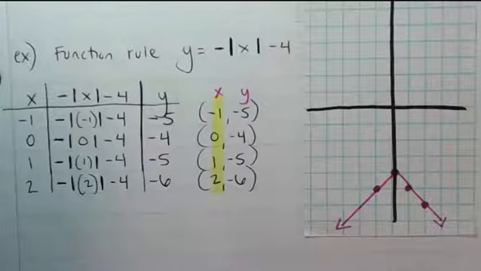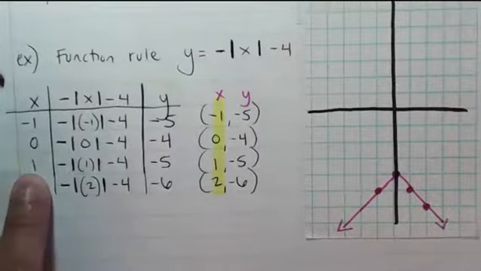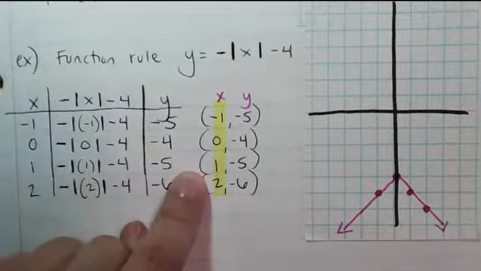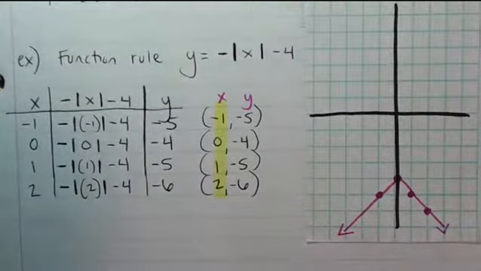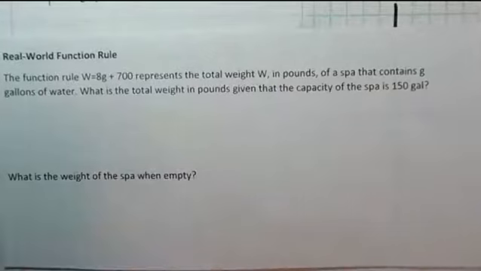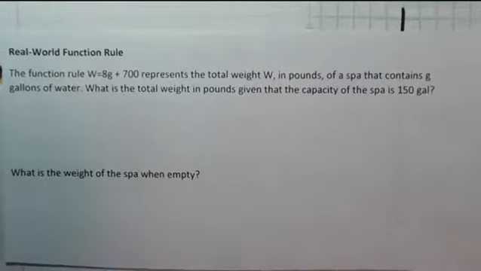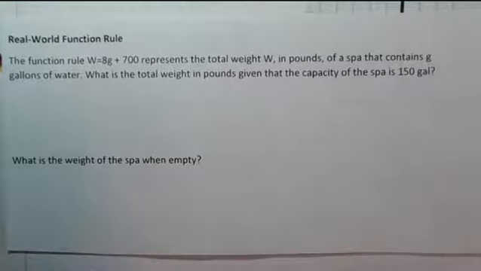Okay, so again, we use that function rule to input the x values to get the output, which are our y values. Okay, and the last thing we're going to do is looking at some real-world problems and identifying some things. So the next thing you're going to get is this half sheet. You don't have to glue it in quite yet. So when you get this, we'll pause it until everyone's ready.